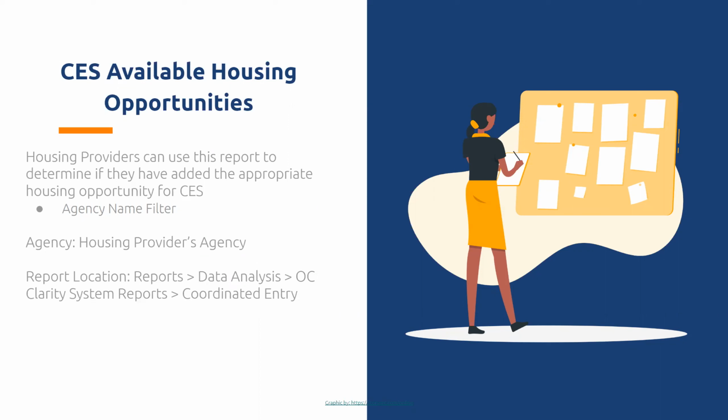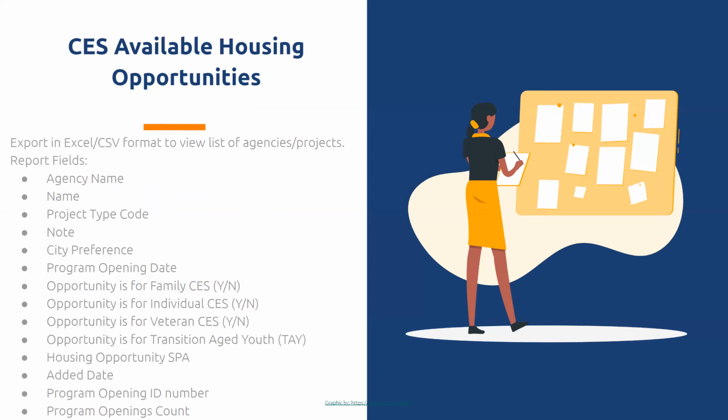There is an agency name filter that you can use to refine the report results for your particular agency. Those primarily using this report would be housing providers. The report can be found by clicking on the Launchpad, then clicking on Reports, going to the Data Analysis tab, and clicking on OC Clarity System Reports. And in there, you'll find the section on coordinated entry. Next screen, please.